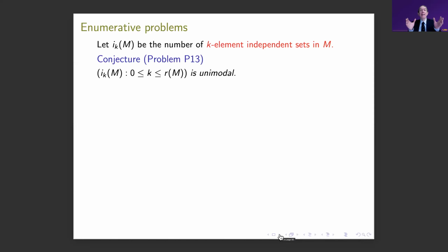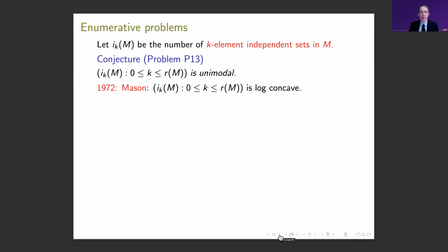So let's look at the number of k-element independent sets in a matroid as k ranges from 0 to the rank of the matroid. Problem P13 in Dominic's 1969 paper was that this sequence was unimodal. And that conjecture was strengthened in 1972 by John Mason. Not only is this sequence unimodal, but it's actually log concave.